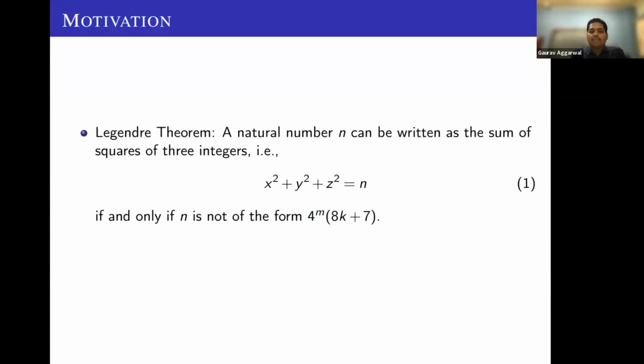Now, one problem that is well studied in the history of mathematics is finding a necessary and sufficient condition for expressing a natural number as a sum of three squares. And as is well known by Legendre's theorem, as long as the integer n is not of a particular form, such an expression is always possible.